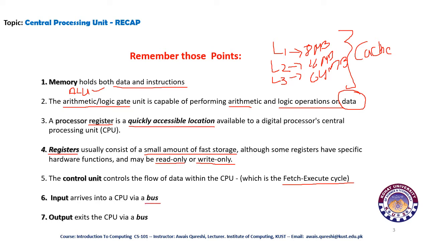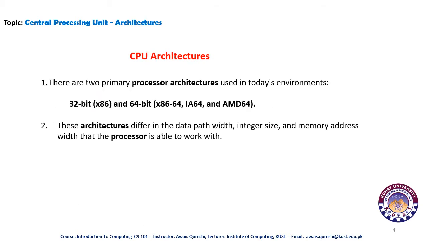The bus is the main channel where the CPU receives input from different input devices, and output exits the CPU via the bus. So the bus is the main channel where the information is traveling from different components of the computer to the CPU, and from the CPU to different components of the computer. So this is all about CPU and memory and registers.